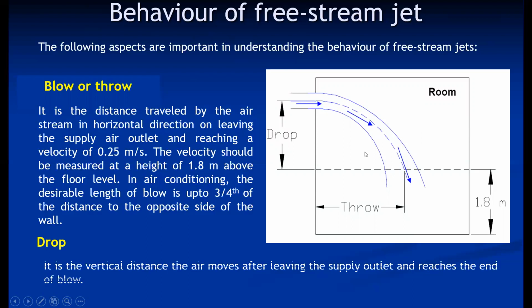Drop is the vertical distance the air moves after leaving the supply outlet. So this is the supply outlet. After leaving, the vertical distance traveled by the jet is called the drop, measured at the end of the blow, at 1.8 meter. So this is the second parameter, blow or drop. These parameters are measured for investigating the proper distribution of the air. So throw and blow should be as high as possible for desirable distribution.